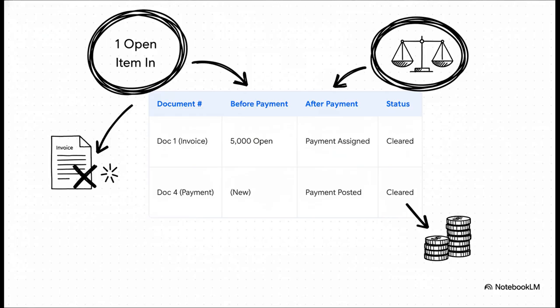And boom, here's the result. As you can see, the original invoice is now officially marked as cleared. And the payment document we just made, it's also cleared because it was a perfect match. We started with one open item, we now have 0. The books are perfectly, beautifully balanced.